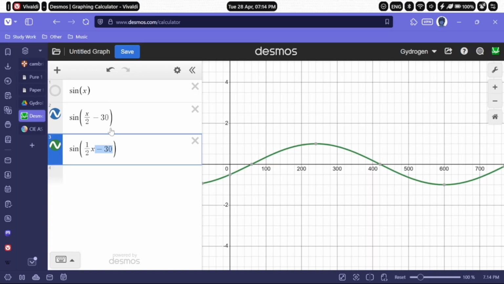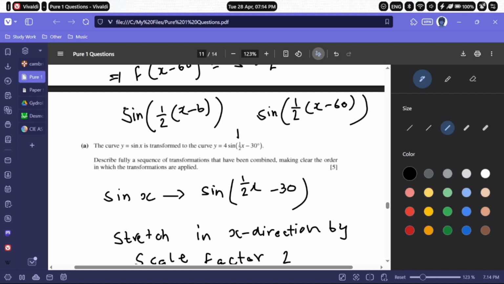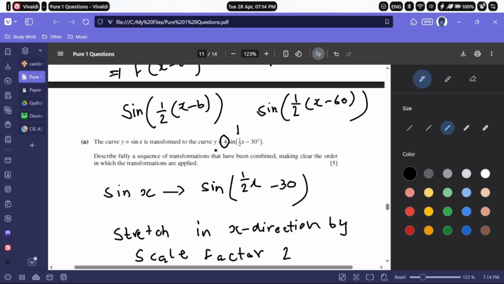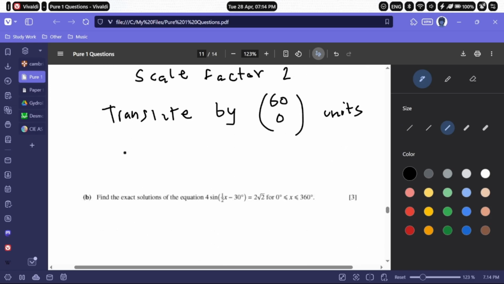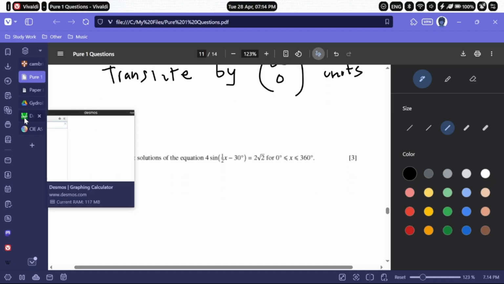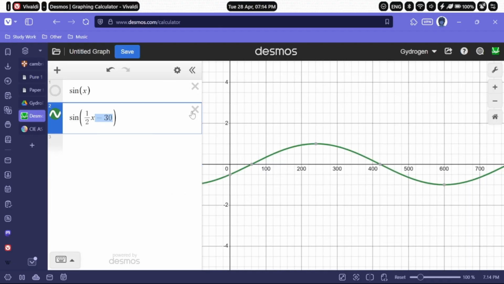Yes, exactly. You do x minus 30 first, and then you stretch it horizontally by a scale factor of 2. Both methods work. Now after that, there's this vertical stretch. Doesn't matter. You just stretch it vertically in the y direction by a scale factor of 4. That's one transformation question, 5 marker. I hope my explanation sort of made sense.